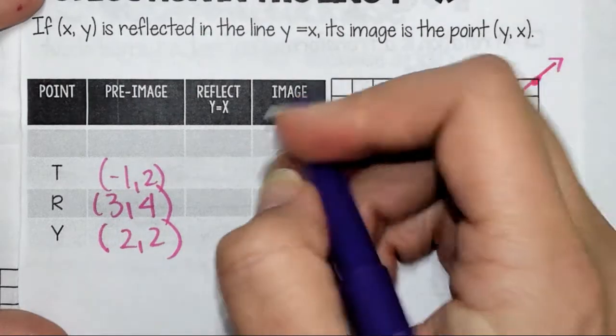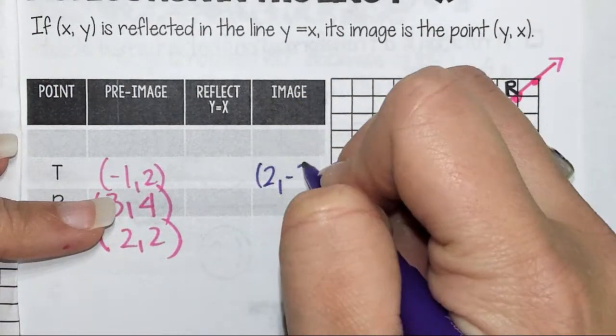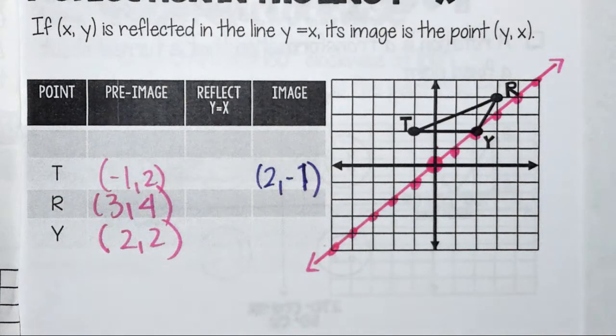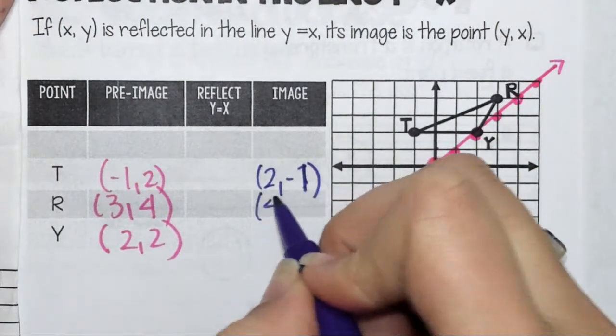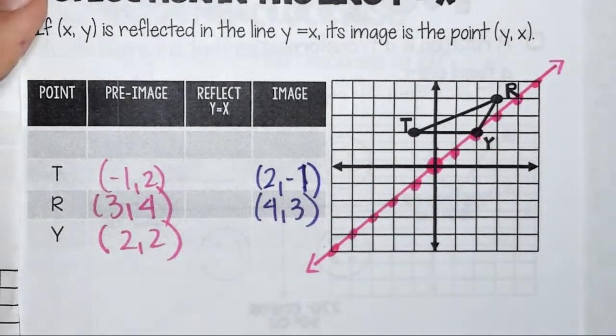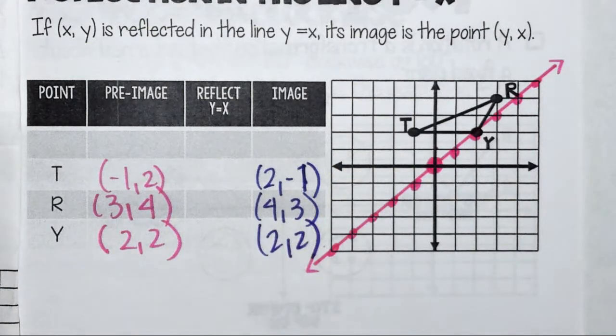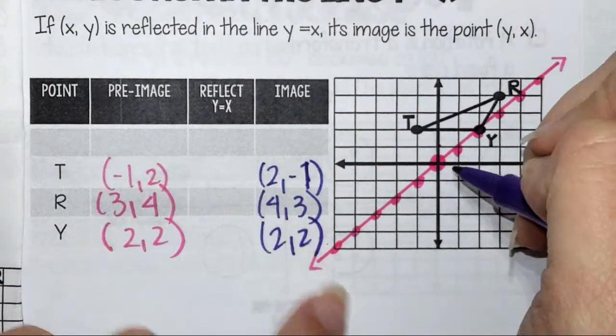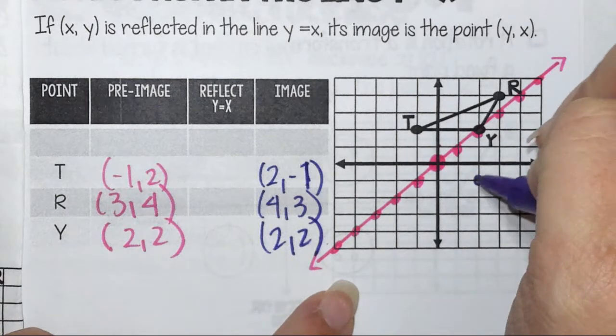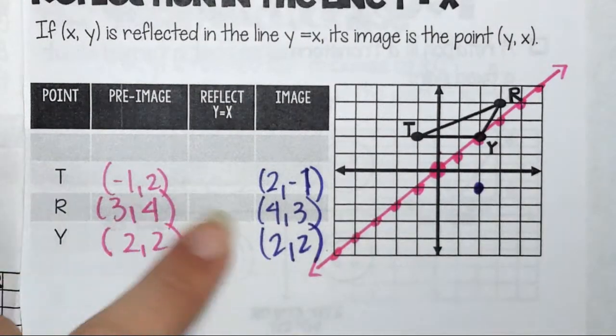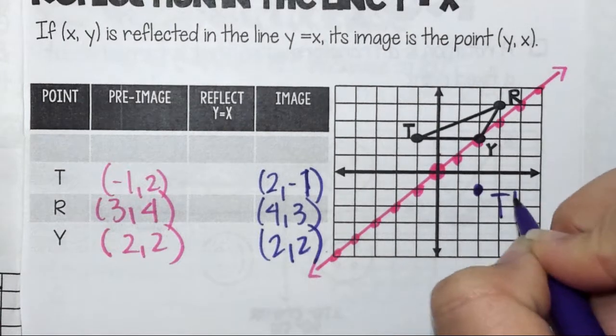Okay, so we swap it. So instead of -1, 2, it's going to become 2, -1. Instead of 3, 4, what does it become? 4, 3. And instead of 2, 2, what does it become? Fantastic. So then you go right 2, down 1, and what does that become? Instead of t, it is t prime.